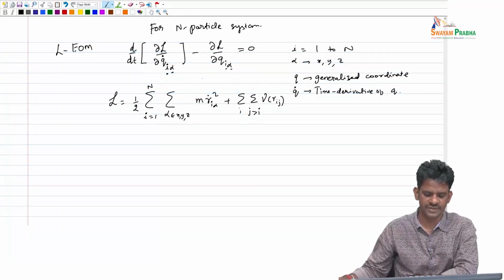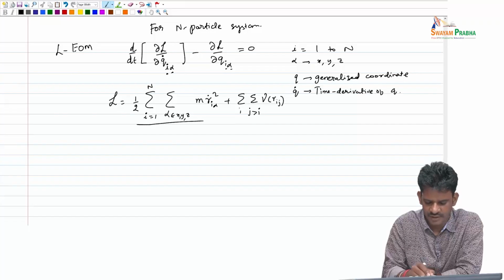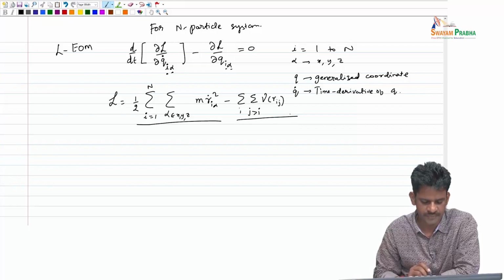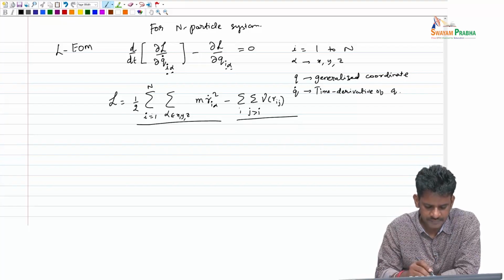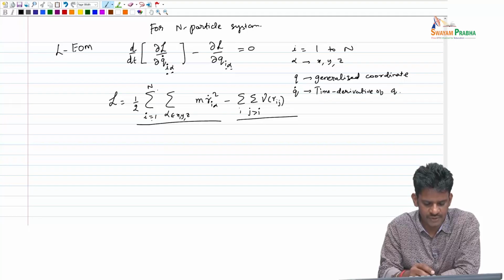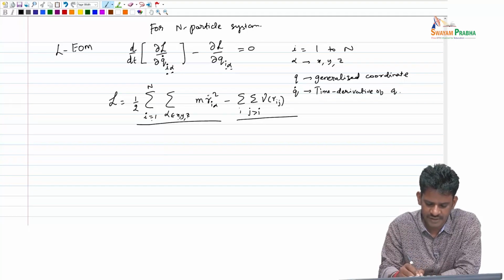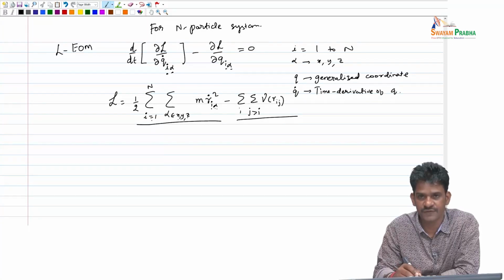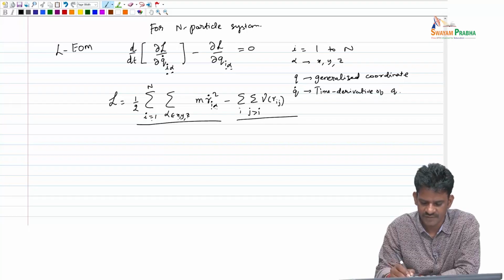So for the n particle system, the Lagrangian can be written as the kinetic energy minus the potential energy. In the kinetic energy, we sum over all particles i from 1 to n, and over all the components alpha, x, y, z, of one half m r_i alpha dot squared. So r_i alpha dot is basically the x component of the velocity of the ith particle. It's summed over all these combinations.